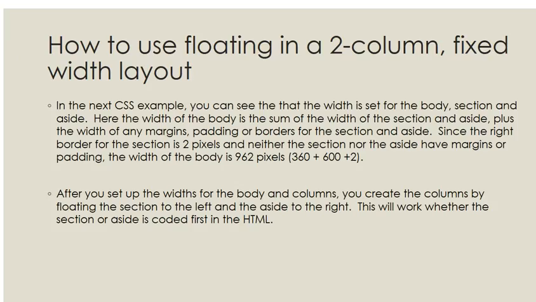Now to make columns, you're going to see that the width is set for the body, section, and aside. The width of the body is the sum of the widths, which is going to add up to 962 pixels. After you set up the width for the body and columns, you create the columns by floating the sections to the left and right. And it doesn't matter in which order they're coded. And here's the example.